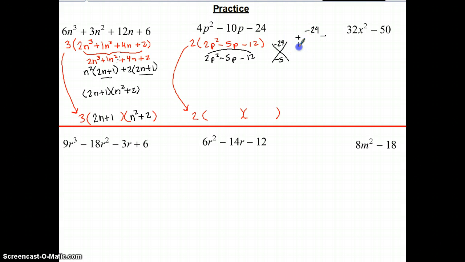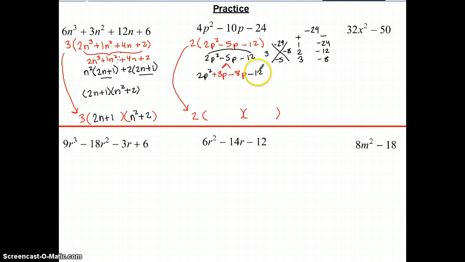So I'll start with positive 1 and negative 24. That does not add to negative 5. Positive 2 and negative 12. That does not add to negative 5. Positive 3 and negative 8. That does. So I'm going to choose those as my 2 terms. With those 2 terms, I will rewrite my negative 5. I have a positive 3p and a negative 8p. The 2p squared remains on the front, and my minus 12 remains on the end.